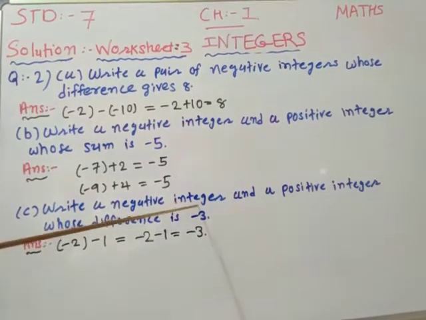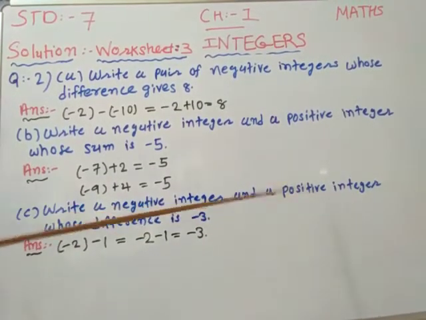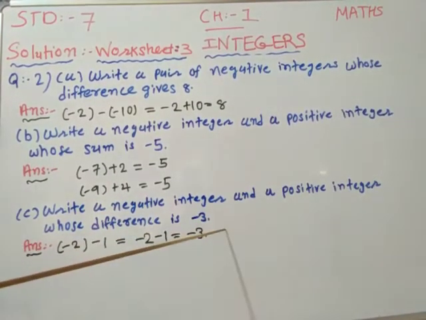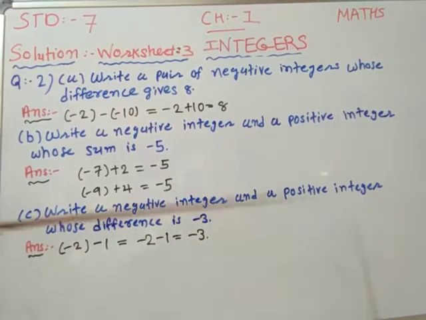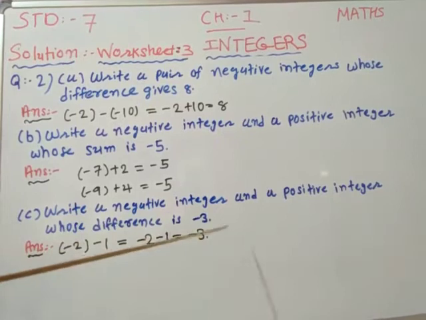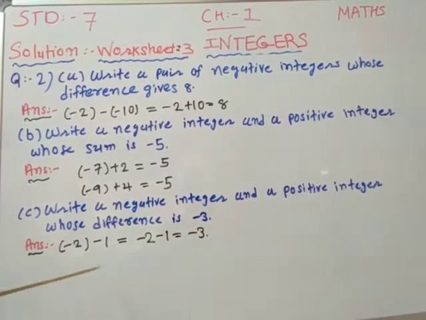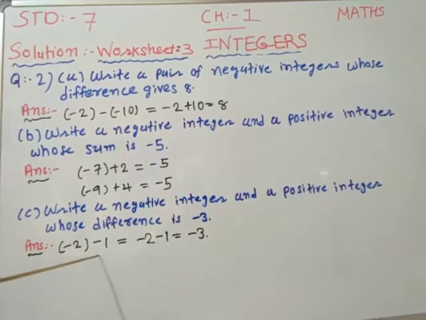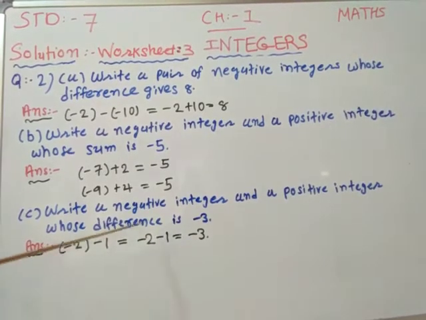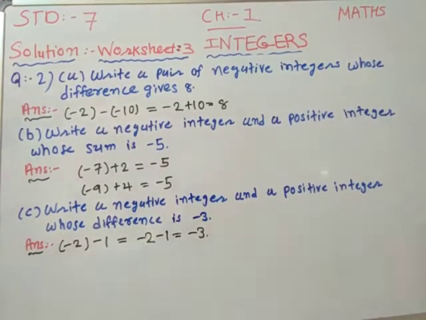C. Write a negative integer and a positive integer whose difference is minus 3. So you have to take one negative integer and one positive integer and do the subtraction of that. The answer is minus 3. So the negative integer is minus 2, the positive is 1. Minus 2 minus 1 is equal to minus 3.